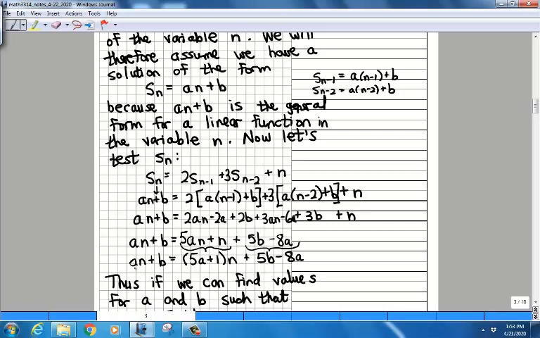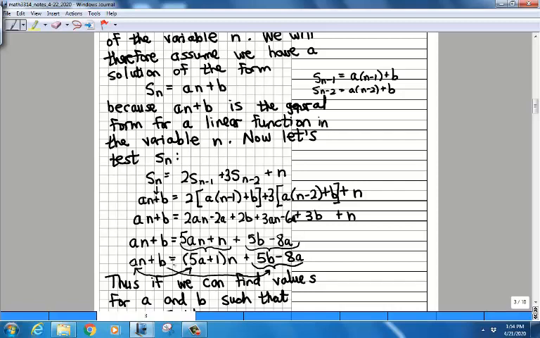So what that means is that a has to be the same as 5a plus 1, correct? In other words, I'm going to equate these coefficients of n on the left and the right-hand side. And notice that this is a constant because it doesn't involve n. And so on the right-hand side, you have this constant 5b minus 8a, but on the left-hand side, you have just this constant b.